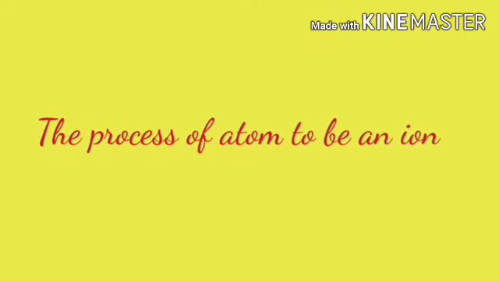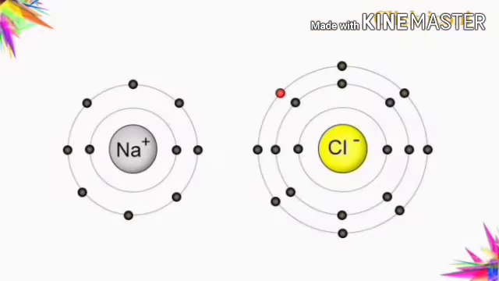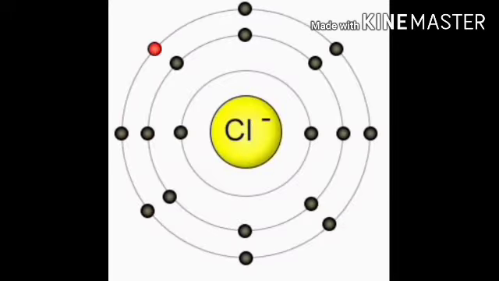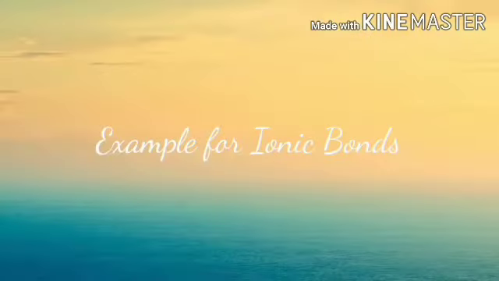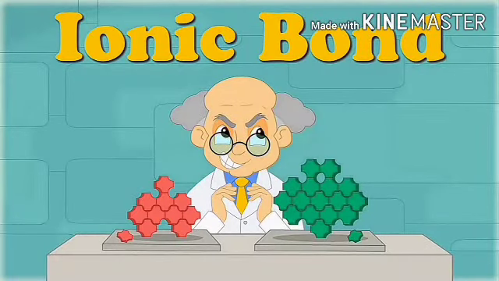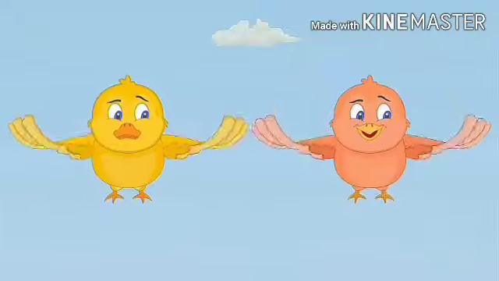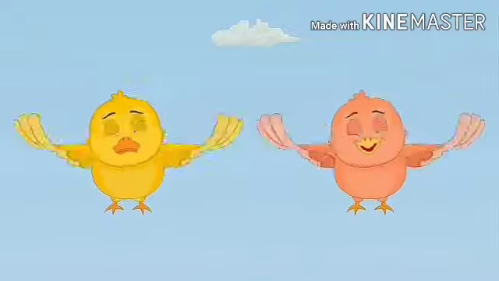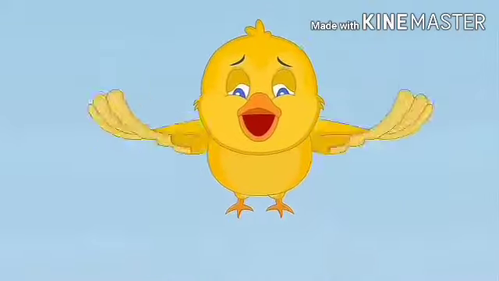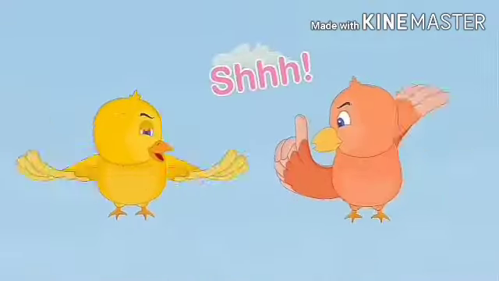Ions come in two types. First, cations, and the second, anions. Cations are positive ions formed by losing electrons, while anions are negative ions formed by gaining electrons. This is a video about ionic bonds, especially about the process of how elements can become a compound.